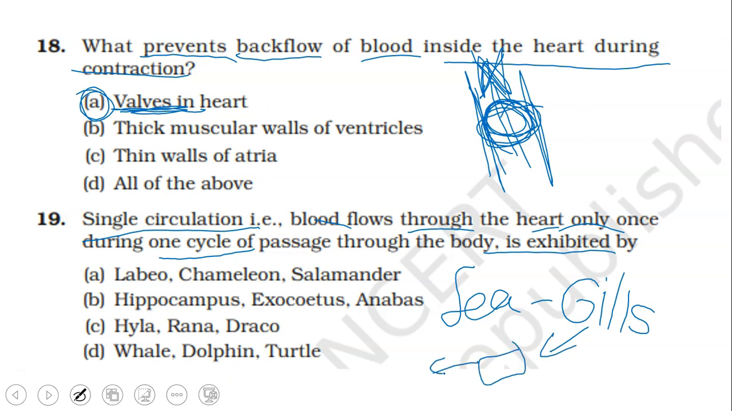So double circulation doesn't take place, and they don't need double circulation as they don't have high energy demands. So the option is B, as hippocampus, seahorse, and similar animals. These are all sea animals or types of fishes, and they are the ones who exhibit single circulation.